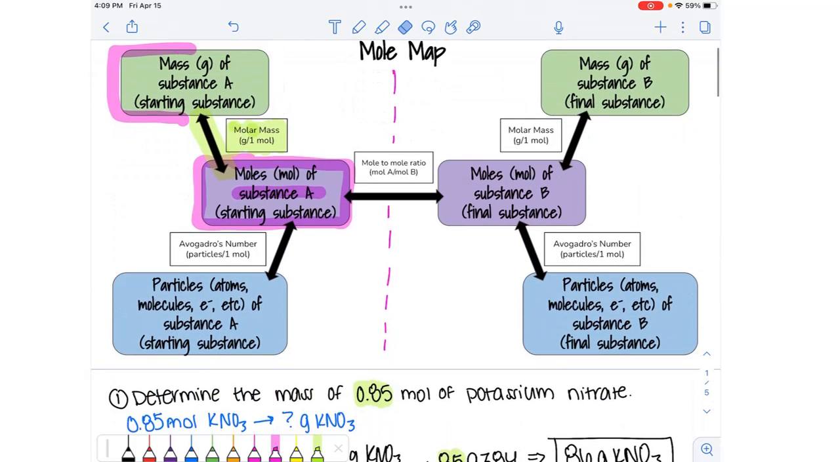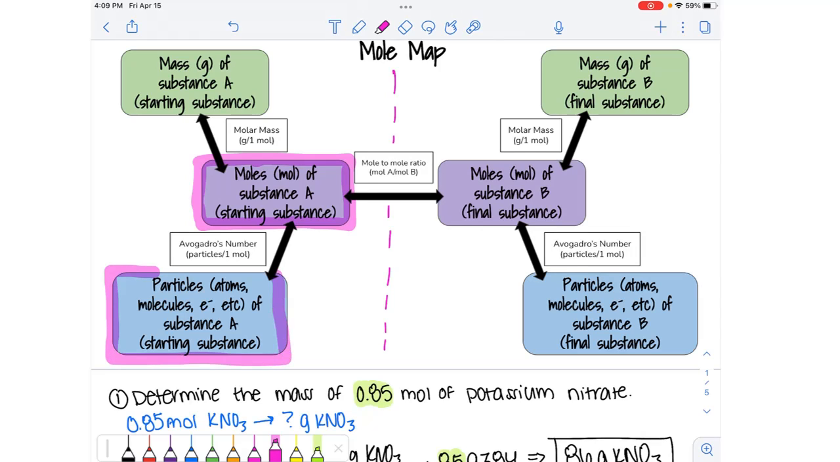So if I go back up to our mole map here, we're starting in moles, which means we're going to start at this purple square right here. And at the end of our problem, we want to end up in molecules. So we want to end up in this box here. Remember that particles is an umbrella term, so we can label anything as a particle, but it can get more specific. Atoms, molecules, electrons, formula units, whatever. So for us, we're trying to get to molecules, which is particles.